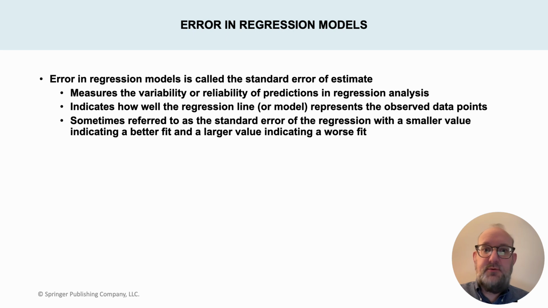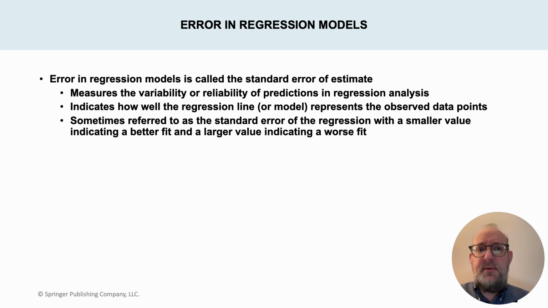Regression analysis is a powerful tool. As I mentioned, it's widely used in the social sciences, economics, and finance. However, like any statistical technique, regression analysis is not without its limitations. One of the key limitations of regression models is the presence of errors. Errors in regression models refer to the discrepancy between the observed values and the values predicted by the model. These errors can arise from a variety of sources, including measurement error, omitted variables, and model misspecification. Understanding and addressing these errors is crucial for ensuring the reliability and validity of regression results.